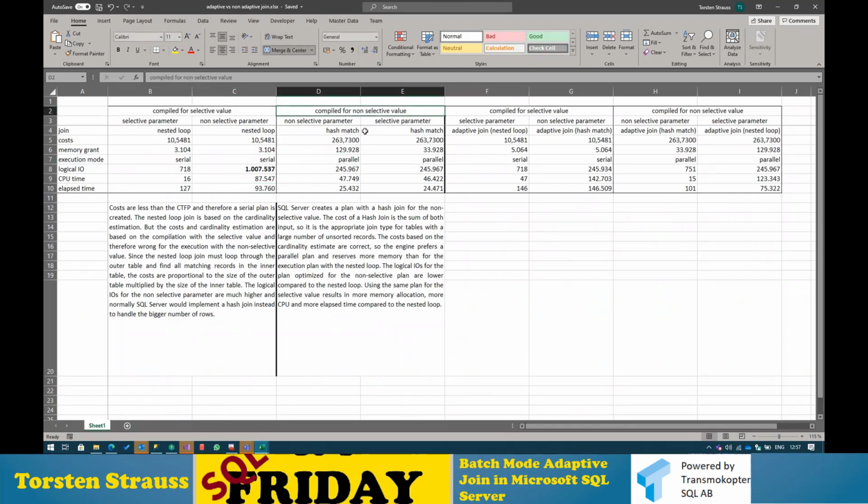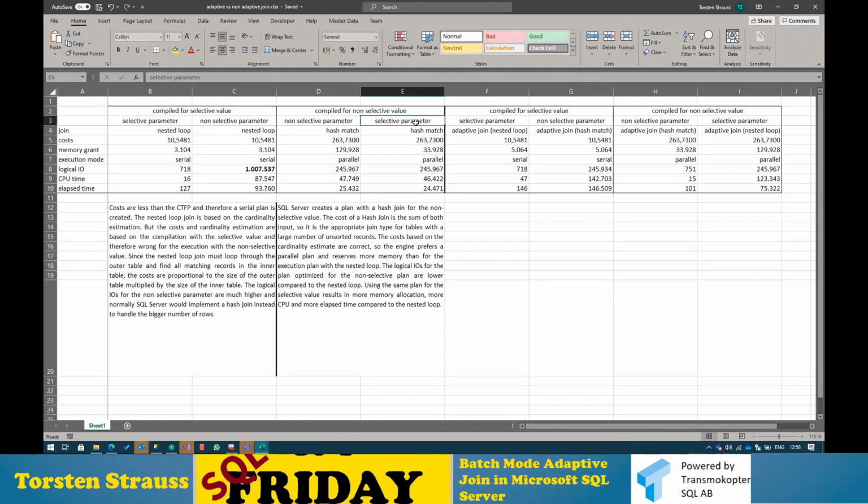Now I use the same stored procedure, still disallow the adaptive join operator, and optimize the query for the non-selective parameter. So now we can compare the optimal plan on the right side with the non-optimal plan on the left side. The number of logical IOs is reduced, CPU time is reduced, almost everything is reduced. The estimated costs are much higher because the estimated subtree costs are also cached. So the cost of 10 in the non-selective parameter execution is never the right value. The right value is 263.